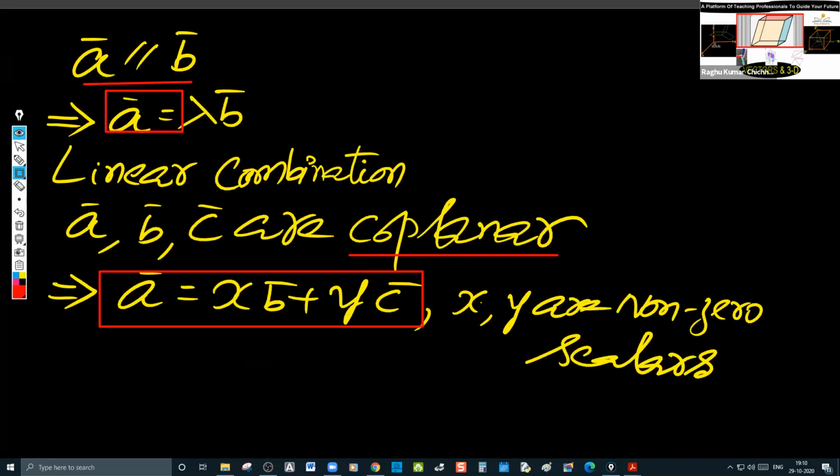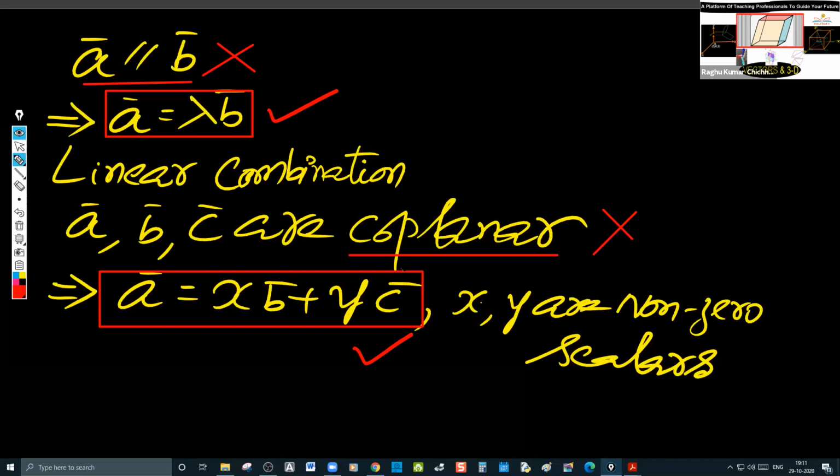Now the case is, if this is not happening, and this is also not happening, and this is happening, and this is also happening, then what should be done? That means you must be knowing the converse. In the theorems in your lower classes, you might have learned that the converse is also true. But in this case, if they are parallel, we said that they are linear.